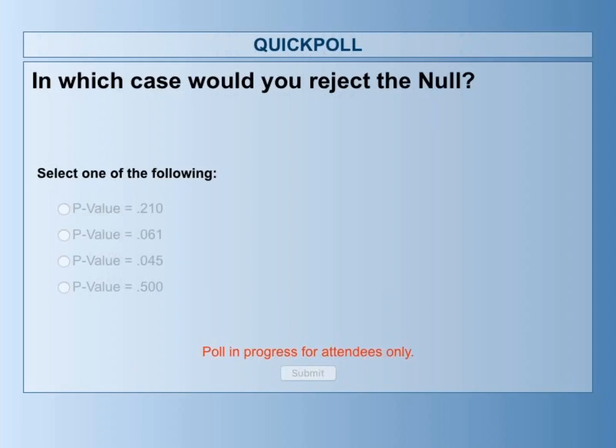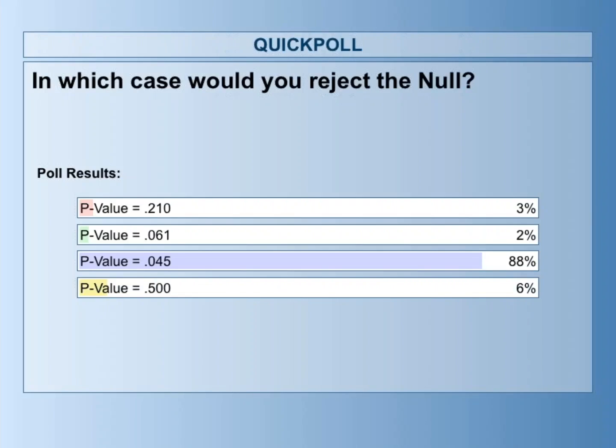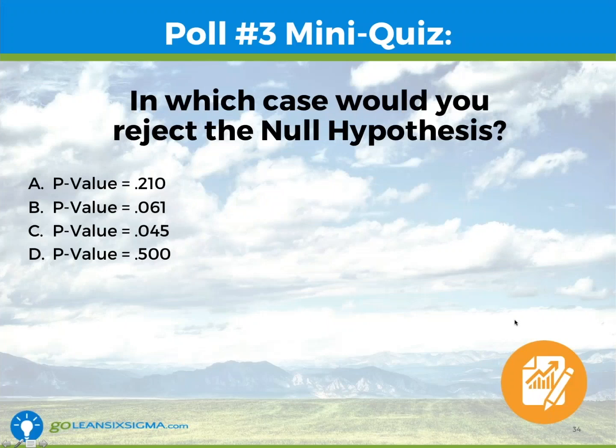All right, so let's close this and see what we got. This takes a little getting used to, but looks like 88% were thinking 0.045, which is under 0.05, less than, then that would be a case where you'd reject the null, and you're right. So we'll get some more practice with this, but that's really how it works. That's what you're looking for. Nice. Looks like people are paying attention, Elizabeth. 88% got it right.